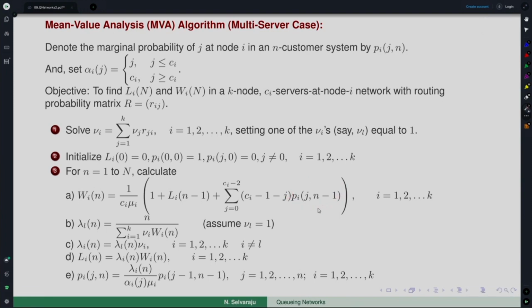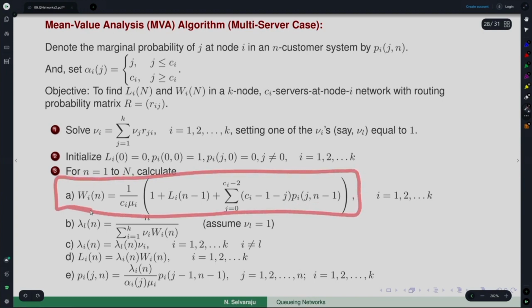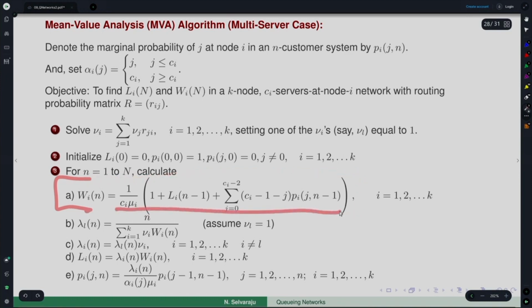Even in the single server case, we did not require this marginal distribution in the computation of these Wi's. But in the case of a multi-server system, this is required. So, up to Ci minus 2 at each node, up to that you need these quantities in order to compute this W. It is not just on Li of n minus 1, you also need some marginal distribution values. That is what one would compute here in a recursive manner. So, that is the main step here. The main step that requires modification is the computation of Wi when you are going for the multi-server case, and that leads to the expression that we have written down.